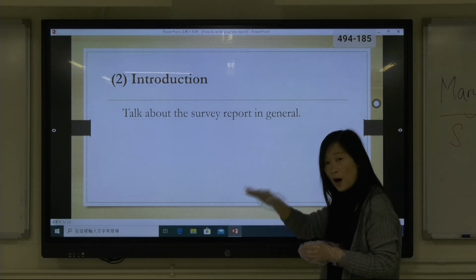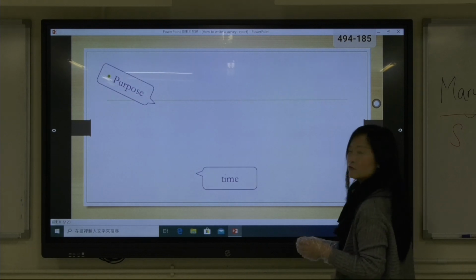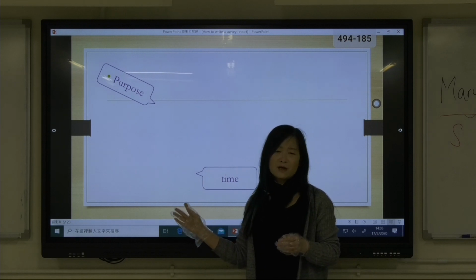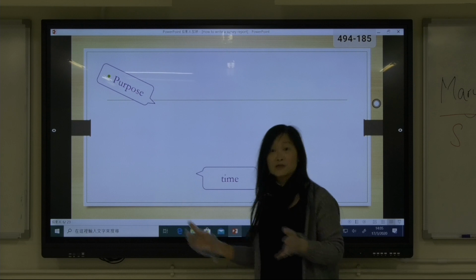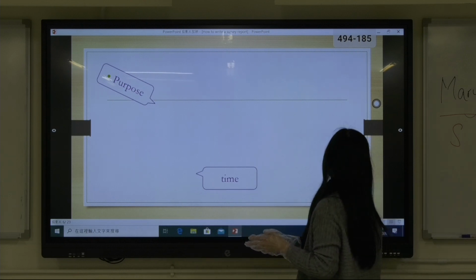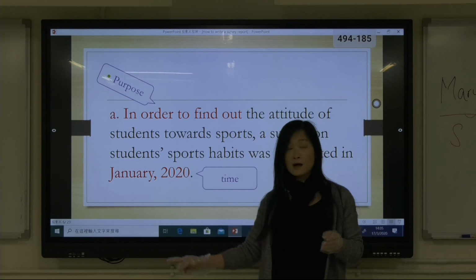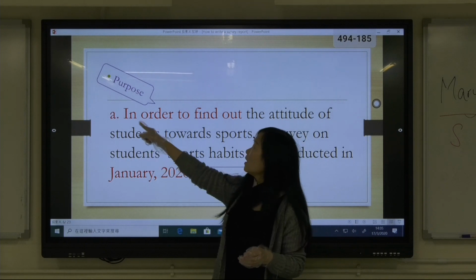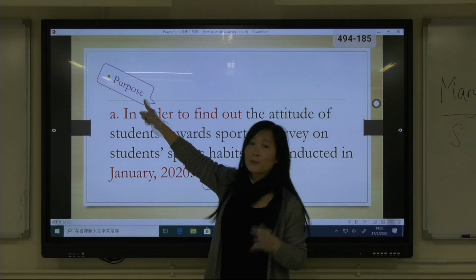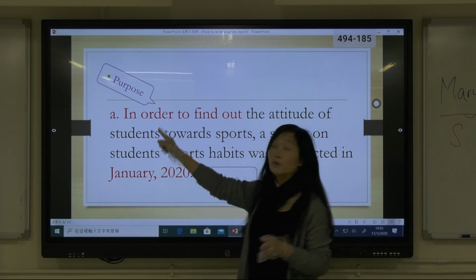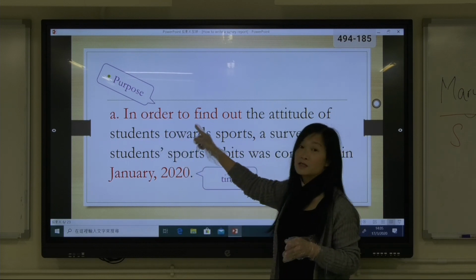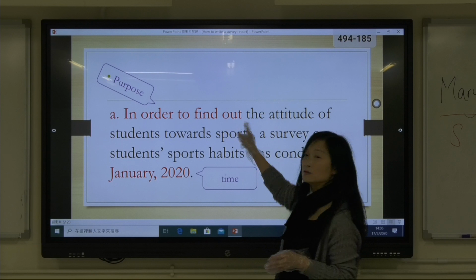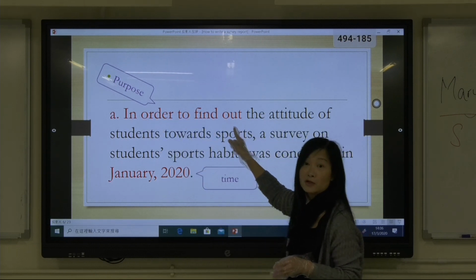So what will we write in the survey report about students' habits? I will put it in 3 parts. First of all, this is how you can start your survey report. Many of you always say, oh, I don't know how to start. This is one of the very good ways to start. For this student habits survey, I'll do it this way. In order to means you tell the purpose, why you need to do a survey about this subject. So I would say, in order to find out. This is a very useful line that you can use in your survey report.